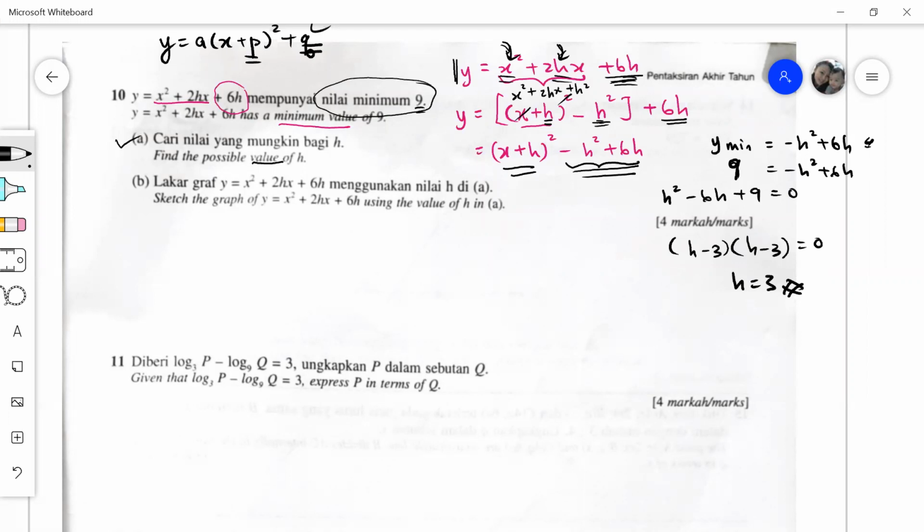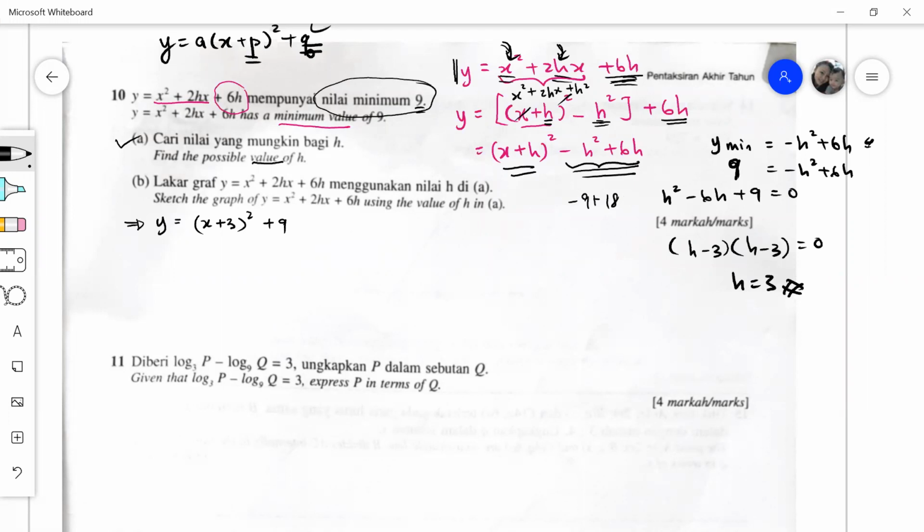Can we proceed with B? Now for B, sketch the graph using the value of h given. So let's rewrite the whole thing. So y equals, based on this, (x plus h) squared, and then you say minimum value of 9, so plus 9. Because if you put the h squared in, you have negative 9 plus 18, so you got positive 9. So this is the actual graph. We're going to sketch this graph.